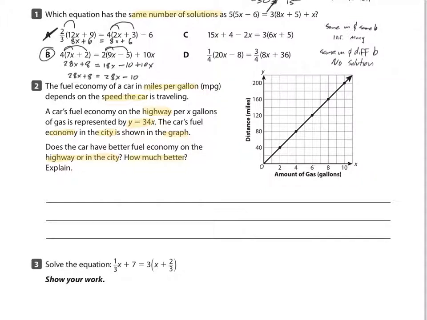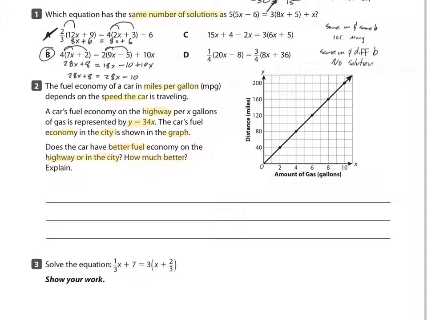When we're talking about better fuel economy, we're actually trying to figure out which equation or which graph is going to take you further with the amount of gas. In reality, you don't want to spend more gas when you're driving. You're trying to find the best way to get to a place using the least amount of gas possible, because you don't want to spend more money on gas. That's simple. So that's what we're looking for, better fuel economy. Now, what we need to do is compare the slopes.